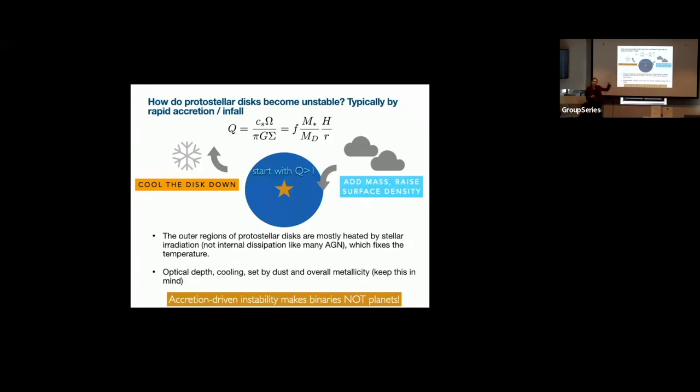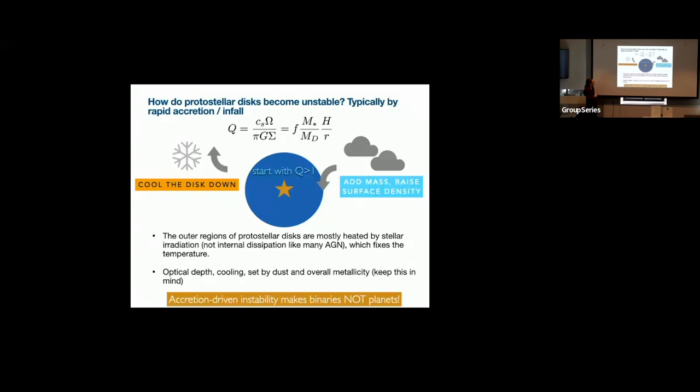You can't just take a star and turn it off. It's pretty easy to turn the stellar luminosity up by, say, dumping more material onto it and increasing the accretion luminosity, but it's really hard to crank it down. And so what that means is that in most cases, the best way to drive a disk unstable is to add mass and raise the surface density. This also typically makes the disk spread to larger radii, which again tends to push this parameter down.